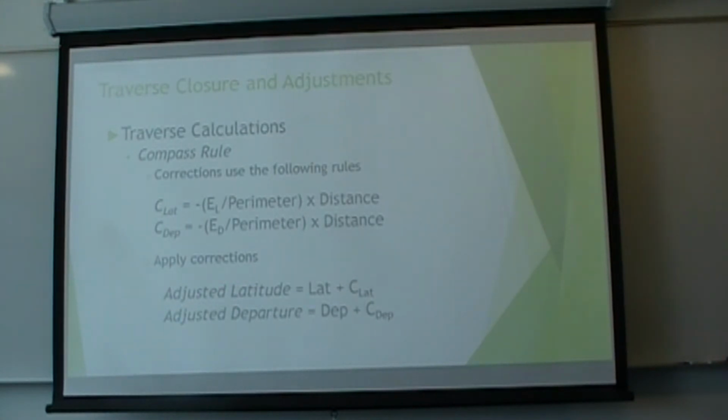5 sides, 5 departure corrections. And then once you have your corrections, you can apply them to your latitudes and your departures algebraically. Now you have to make sure that you add them algebraically. So if you have a negative latitude and a positive correction, then it's getting less negative. At the end, you can simply sum your adjusted latitudes and your adjusted departures, and if you've done it properly, it's going to go to 0 in both cases. So that's how you can check that.